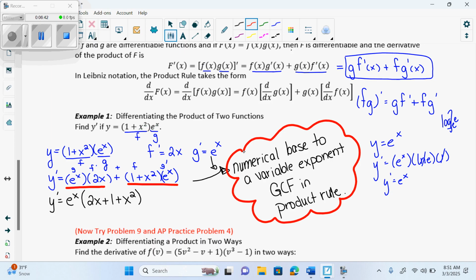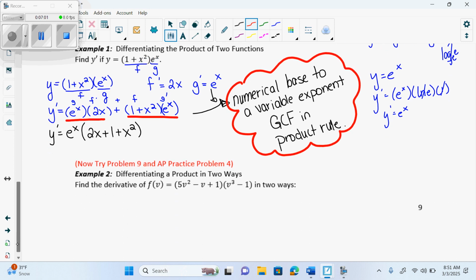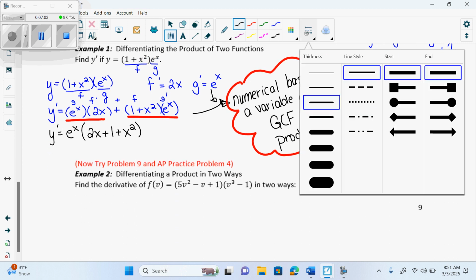If you remember this step, questions with numerical bases to variable exponents are really easy, because they're often done after you take the GCF out. Or worst case scenario, you have to collect the like terms or something. It's way easier than anything else. It's way easier than example 2. Let's look at example 2. So you're boxing these.